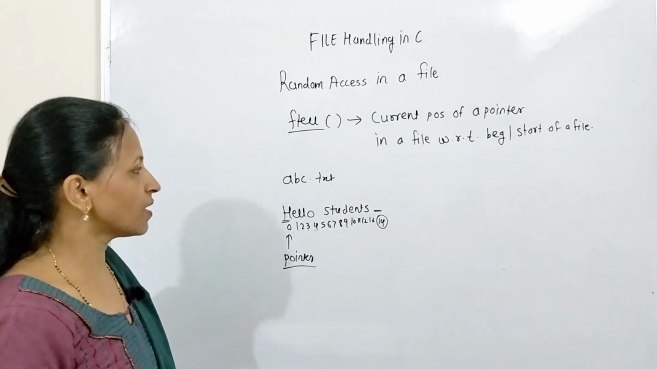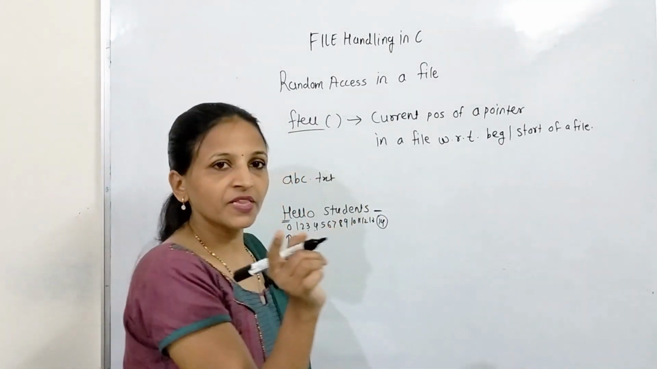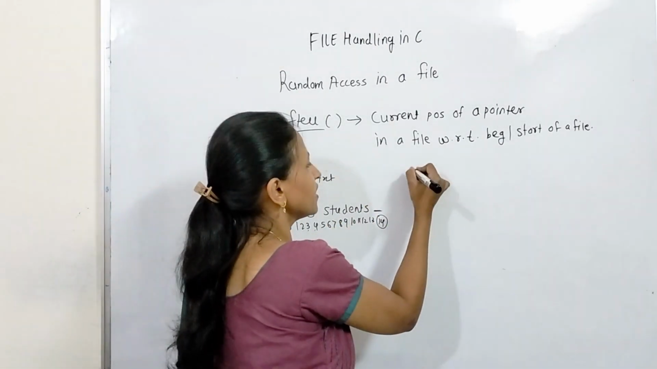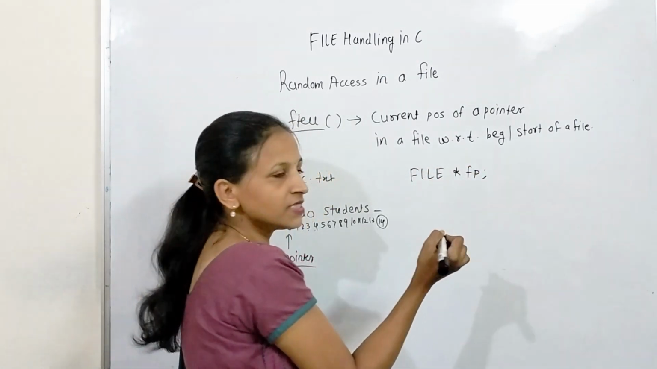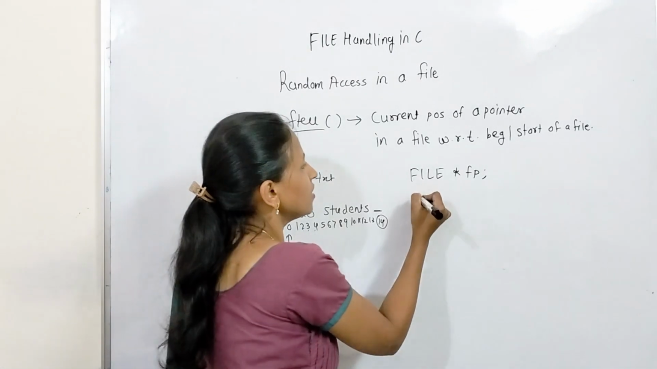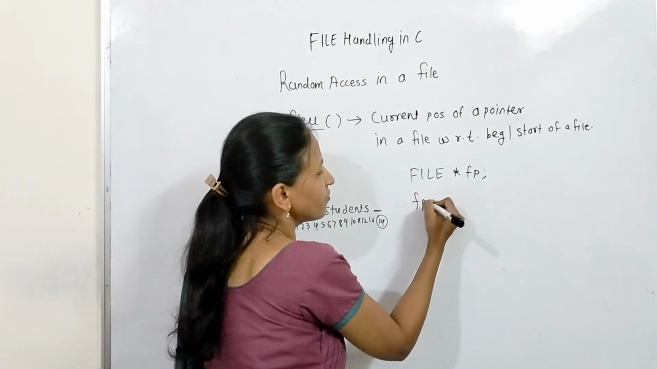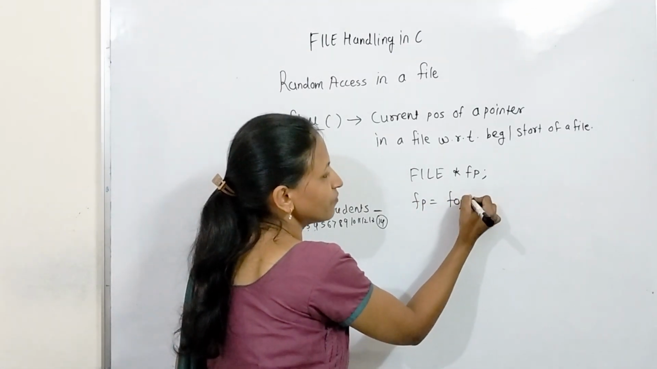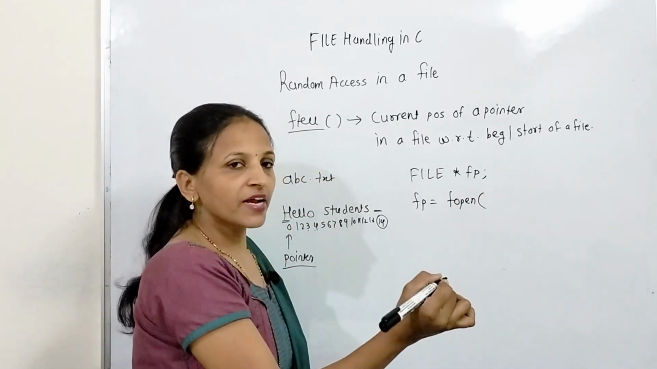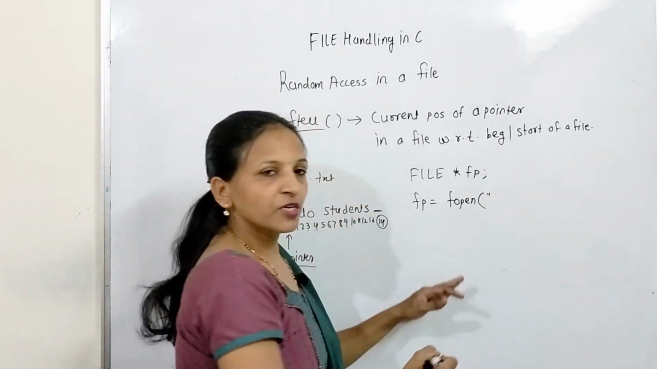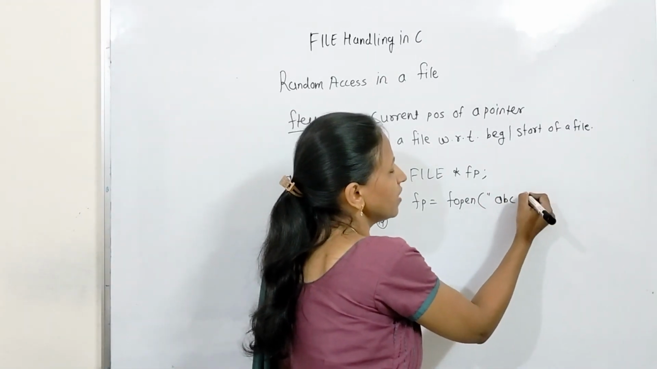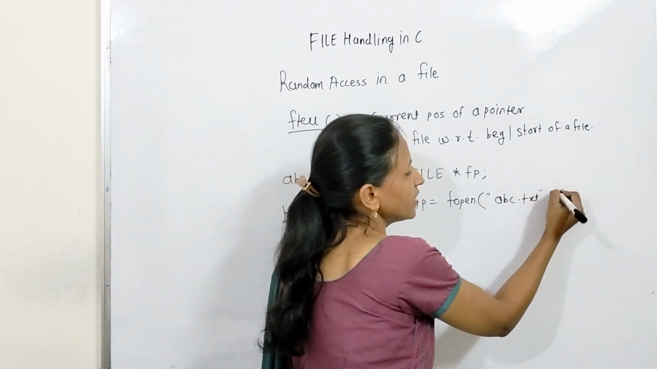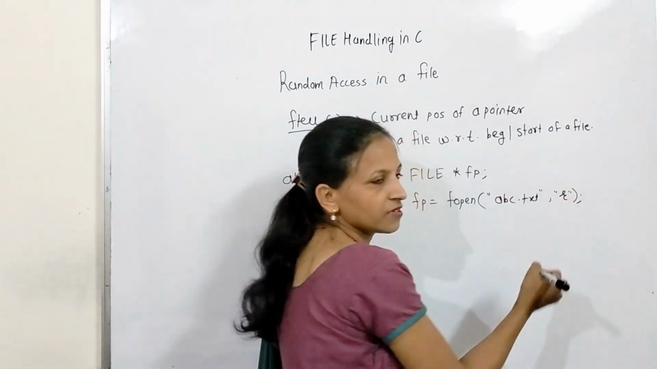Now let us see one example. Let us say we have to open that file in read mode. We will declare one file pointer, FILE *fp. Then to open the file, fp equals fopen, and the file name is given as the first argument to this fopen function. Let abc.txt be given, and we will open that file in read mode initially.